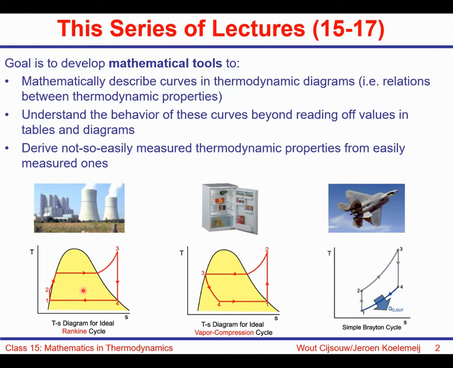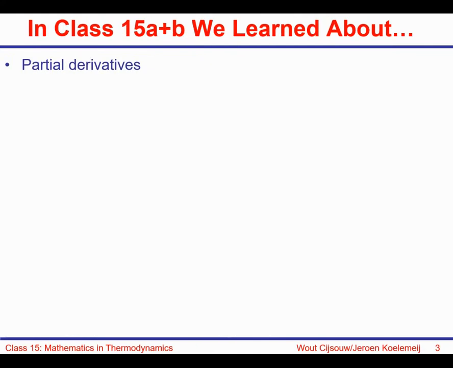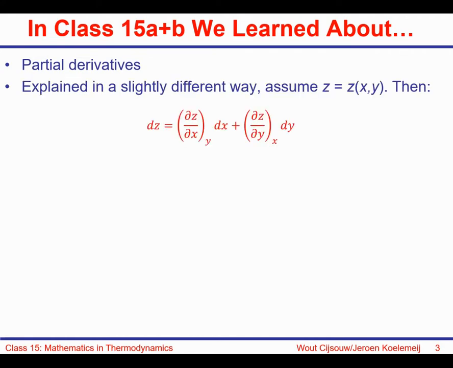And we've also seen that some thermodynamic properties, for example, entropy, are not so easy to measure. And it would be nice to have some mathematical tools that would allow us to translate measurements of easily measured properties like pressure or temperature into things like entropy. So one of the mathematical tools that we needed to learn about were partial derivatives, and I would like to review those again quickly, and this time in a slightly different way.